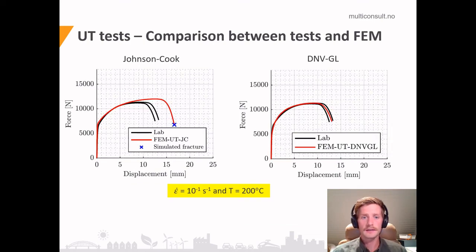I also want to highlight the results of the simulations at the high strain rate and 200 degrees. We see on the left side that the Johnson-Cook model simulates failure way too late compared with experiments. But the first part of the curves are quite well matched. The DNV-GL model in this case provides a more accurate description.